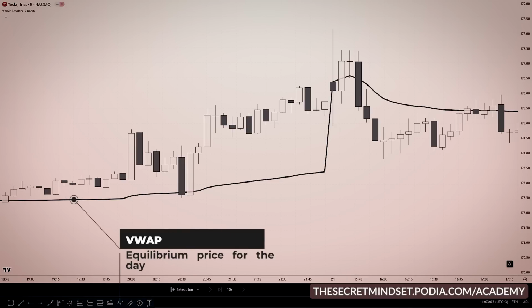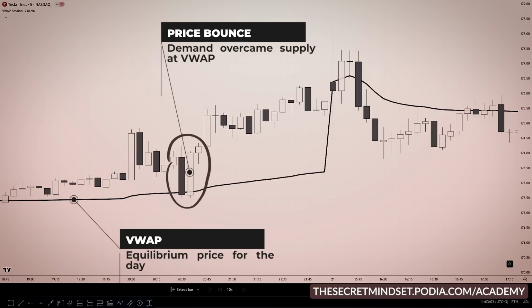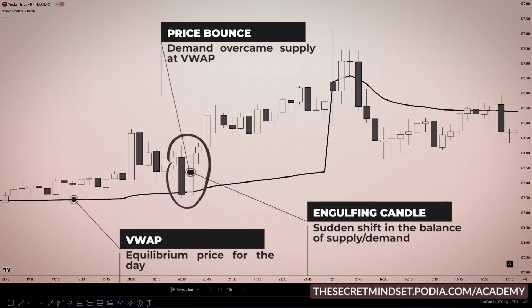When price is above VWAP, buyers are in control. When price approaches VWAP, it's entering a zone where supply and demand are roughly balanced. The engulfing candle that forms here represents a sudden shift in this balance. A bullish engulfing candle shows demand dominating supply, while a bearish engulfing candle shows supply overcoming demand.